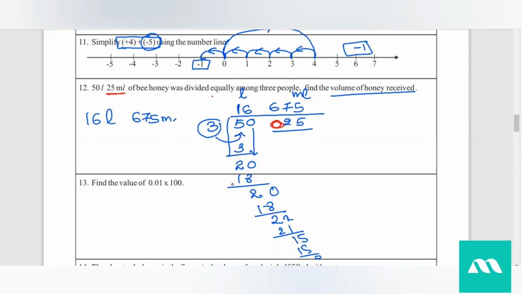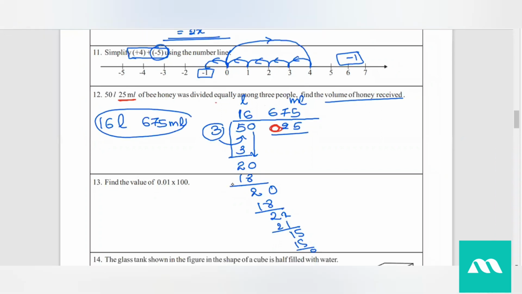Have you got this answer? Or have you forgotten to take this 0? මේ 0 එක ගන්න අමතක වෙලාද? I forgot it, teacher. Then write this.